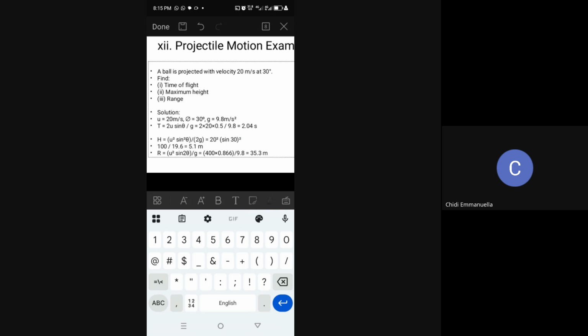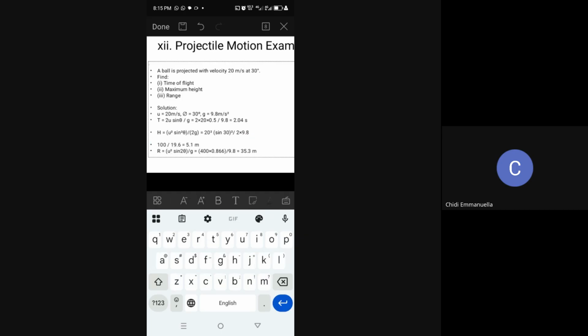You find sine theta first and then you square it, divided by 2g, which is 2 times 9.8. Sine 30 is 0.5. When you square 0.5, you are going to have 0.25. So 20 square is 400. 400 times 0.25, everything divided by 2 times 9.8, that is your 19.6.